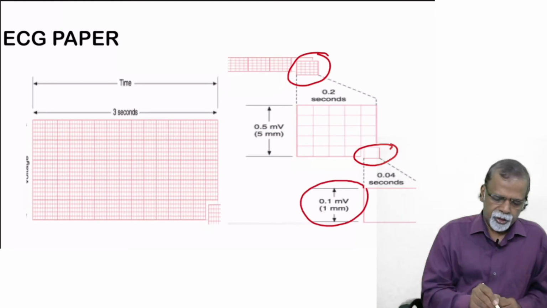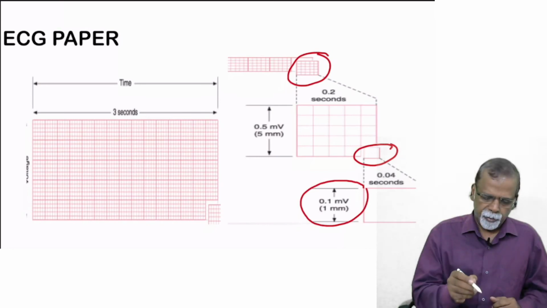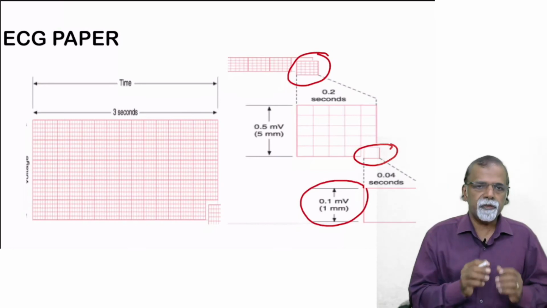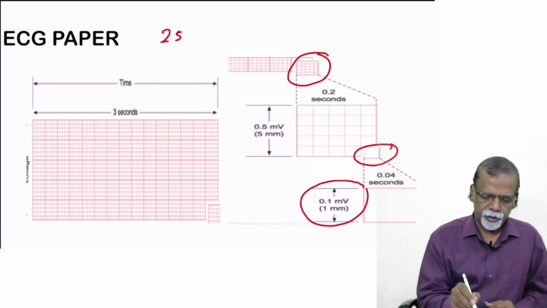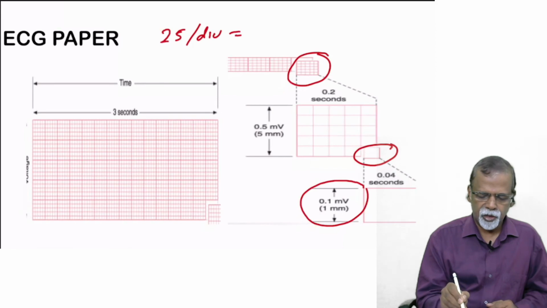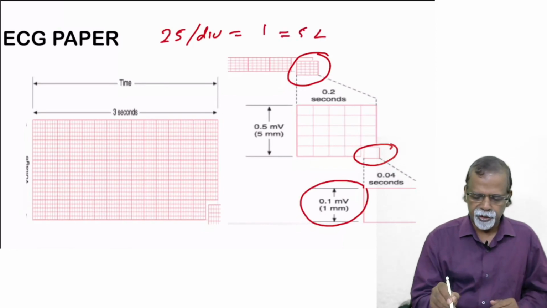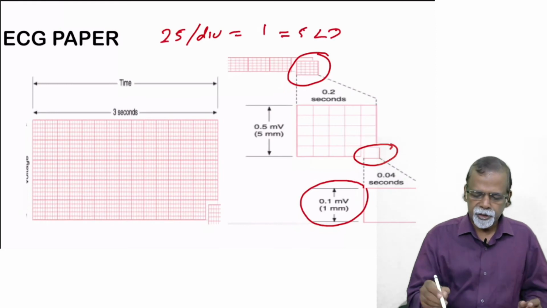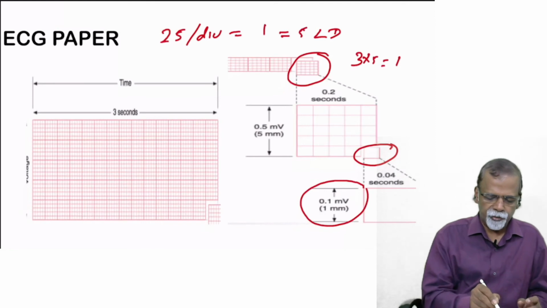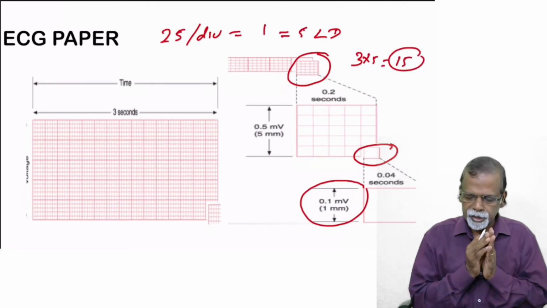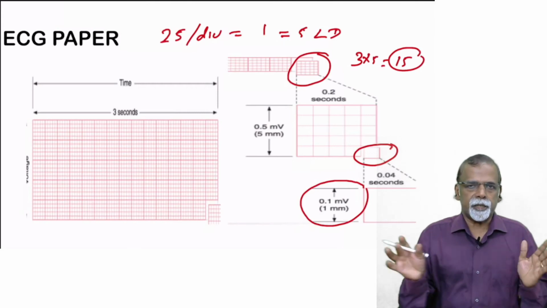So in 3 seconds, how many divisions will there be? The paper is running at a speed of 25 small divisions per second. So 25 divisions per second. So 1 second is 25 small divisions, equal to 5 large divisions. So 3 seconds is 3 into 5, equal to 15. So 15 large divisions equal 3 seconds. 30 big divisions equal 6 seconds.